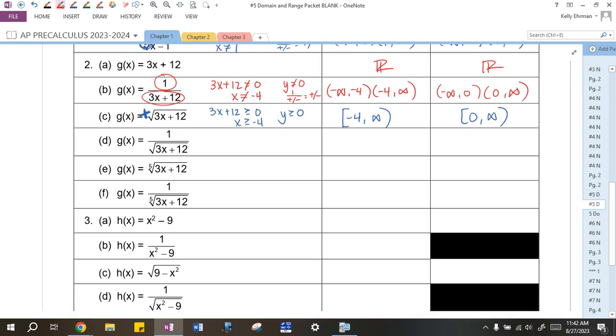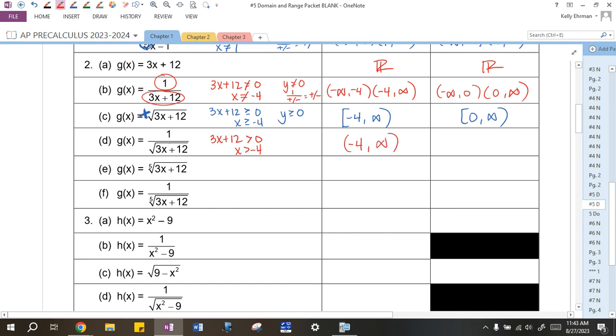All right, what about the next one? Now it's not just the square root, but 1 over the square root. The only thing that changes for the domain is that 3x plus 12 can't be greater than or equal to 0. It's just got to stay greater than 0. It's got to be greater than 0 so we can square root it, but it can't equal 0 because we don't want to divide by 0. So parentheses, negative 4 to infinity.